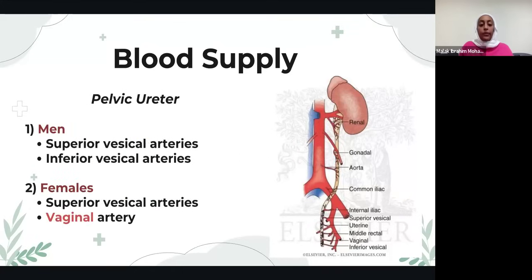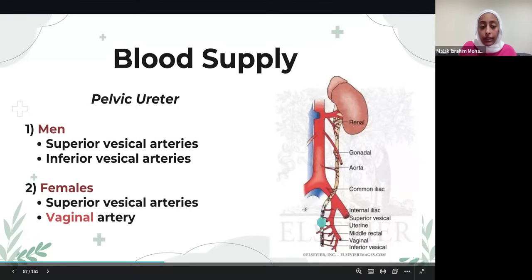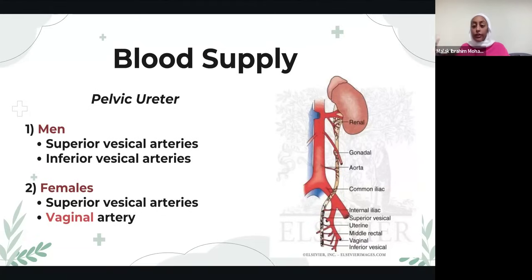This is the abdominal ureter. Now we're going to talk about the pelvic ureter, which is in the pelvis. The one that's in the pelvis is going to be supplied with the same blood supply as the vesicle, which is the bladder. So you're going to have superior vesicle, inferior vesicle. Okay, but here there's a difference.